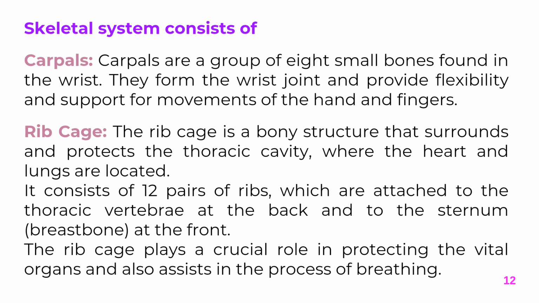The rib cage is a bony structure that surrounds and protects the thoracic cavity, where the heart and lungs are located. It consists of 12 pairs of ribs, which are attached to the thoracic vertebrae at the back and to the sternum, breastbone, at the front. The rib cage plays a crucial role in protecting the vital organs and also assists in the process of breathing.